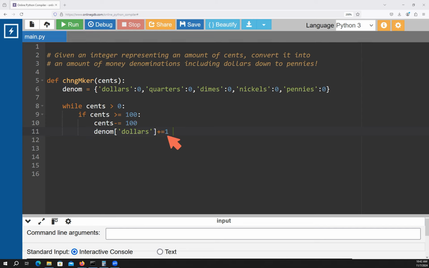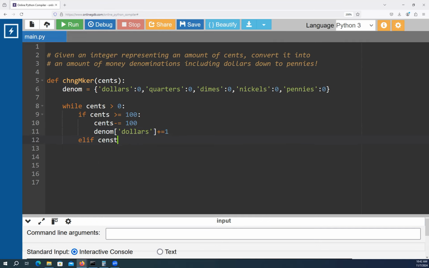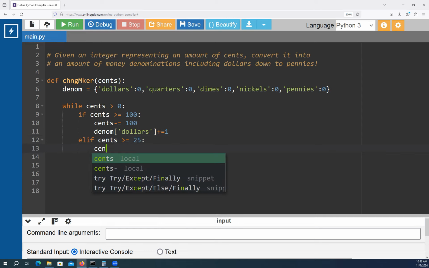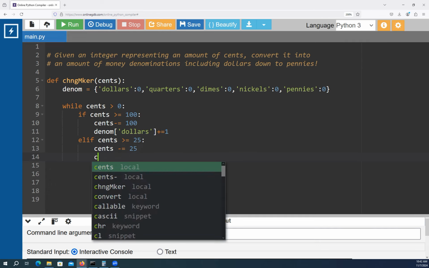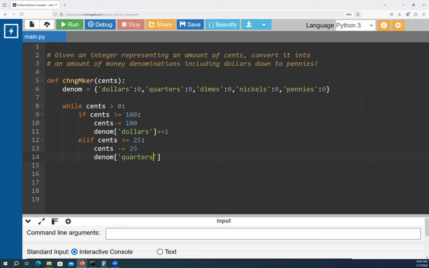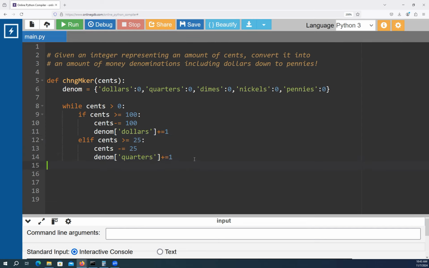Keep it moving. And it'll be elifs, and let's see here. We'll do quarters next. It's the next denomination, so 25. Denom quarters plus equal 1. And from here, I'm going to do some copying and pasting because I'm going to follow a format here.